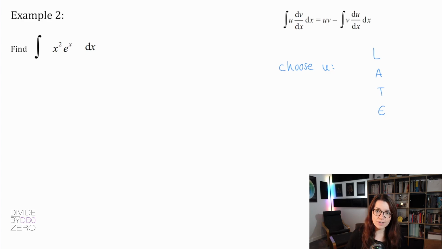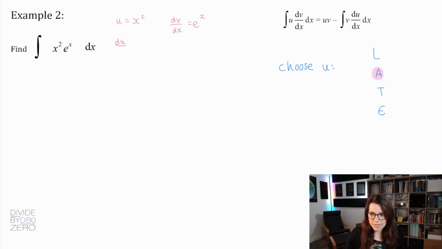Example 2, find the integral of x squared e to the x with respect to x. Once again, that's two functions times together. So it looks like integration by parts. Want to choose our u function first, and we've got algebra or exponential. So again, algebra comes out on top. Therefore, let's say u is going to be x squared and dv/dx is e to the x.